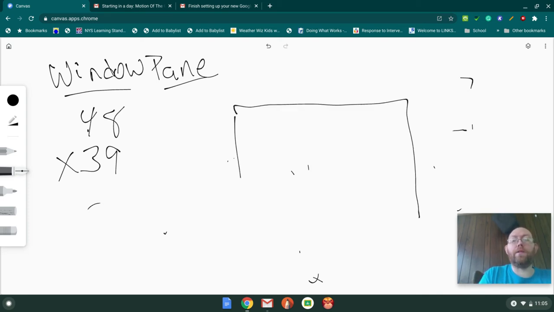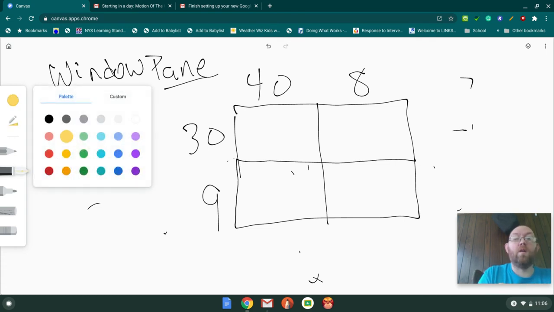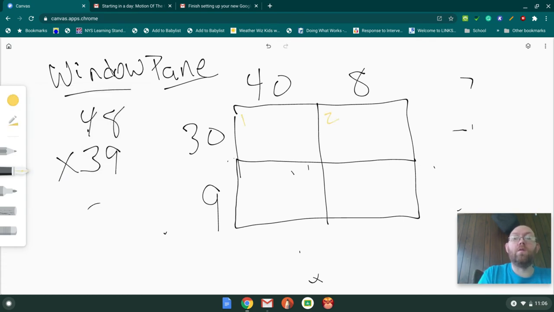And I'm going to skip a couple steps here because we're going to split it up right here. So my 48 is going to go on top, and it doesn't matter. Remember that multiplication is commutative, so it doesn't matter what order you put this in. 40 and 8, 30 and 9, and then multiply again. 1, 2, 3, 4 is the order that I'm going to multiply in.